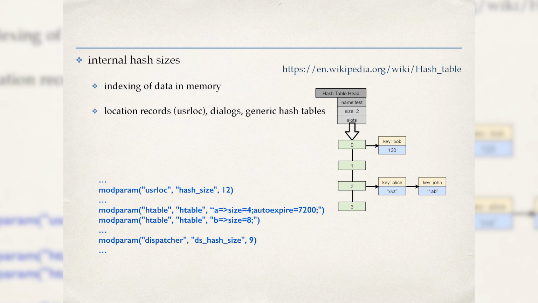Look at the modules you are using in the config file, look at the README, see if there is a hash size parameter that you can increase, or sometimes even decreasing could be an optimization because it will use less memory.